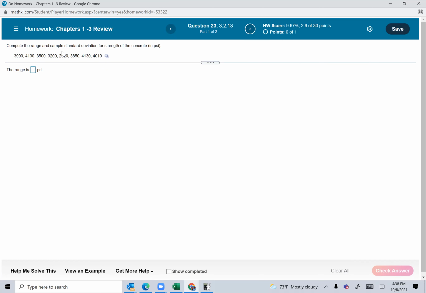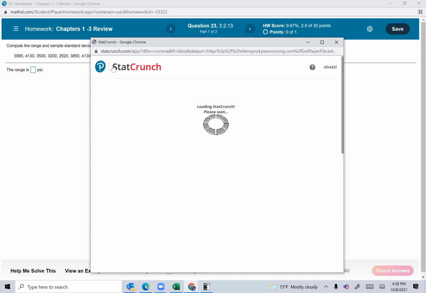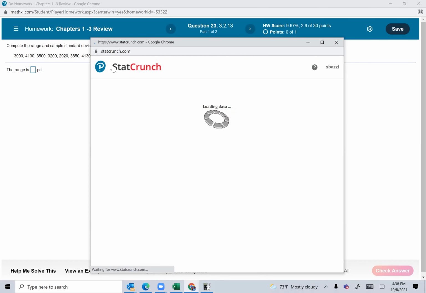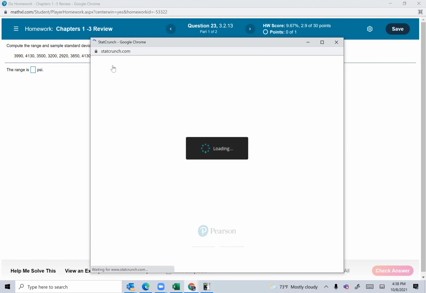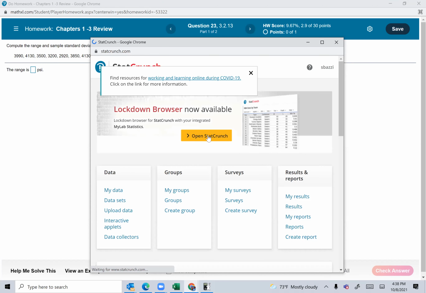So calculate the range and the standard deviation, guys. Watch. Open in StatCrunch. Look how easy it is to do it. And I don't require that you do any work by hand. All I need, why did it do this? Oops, that's coming.